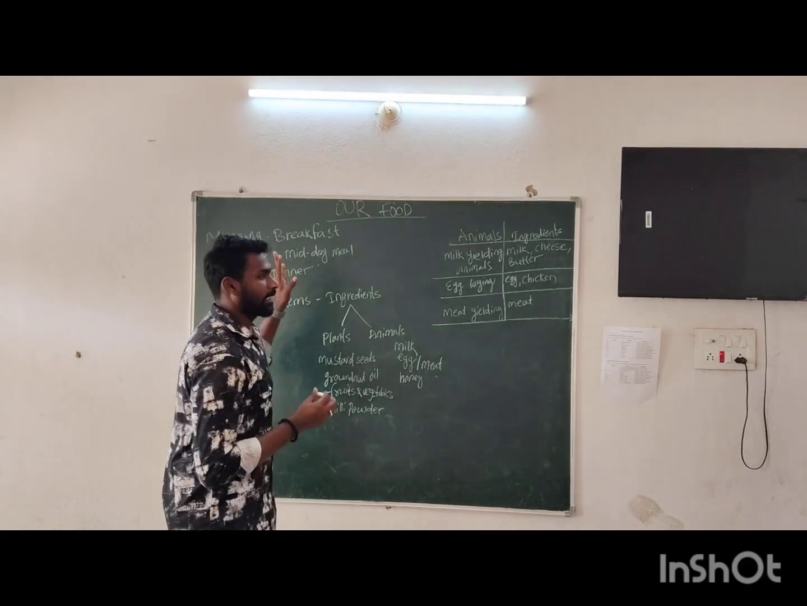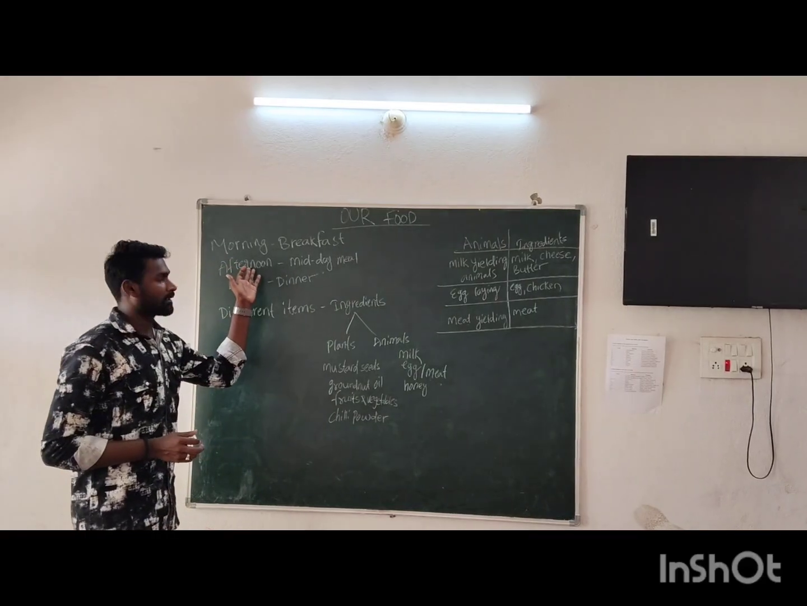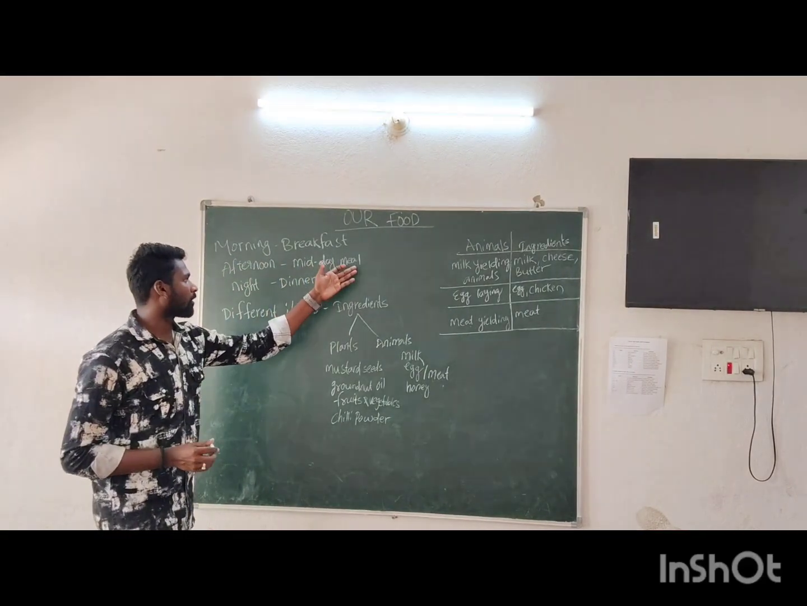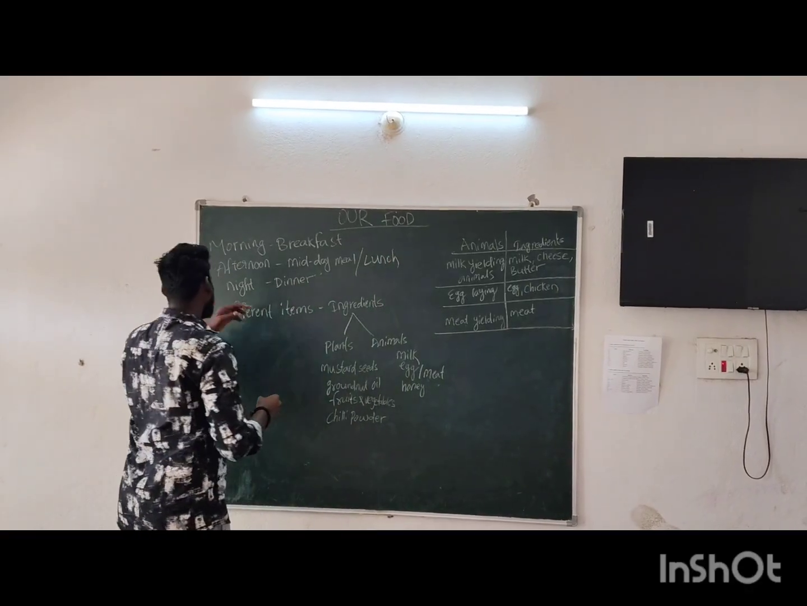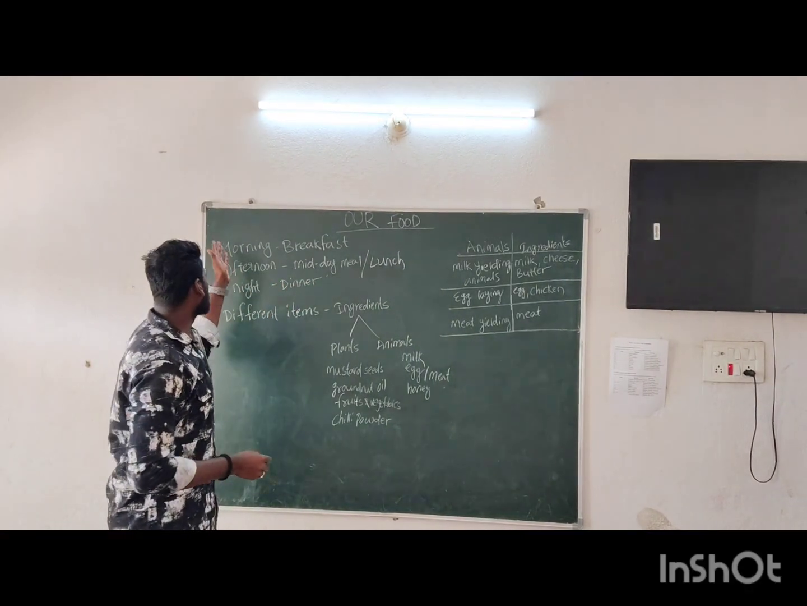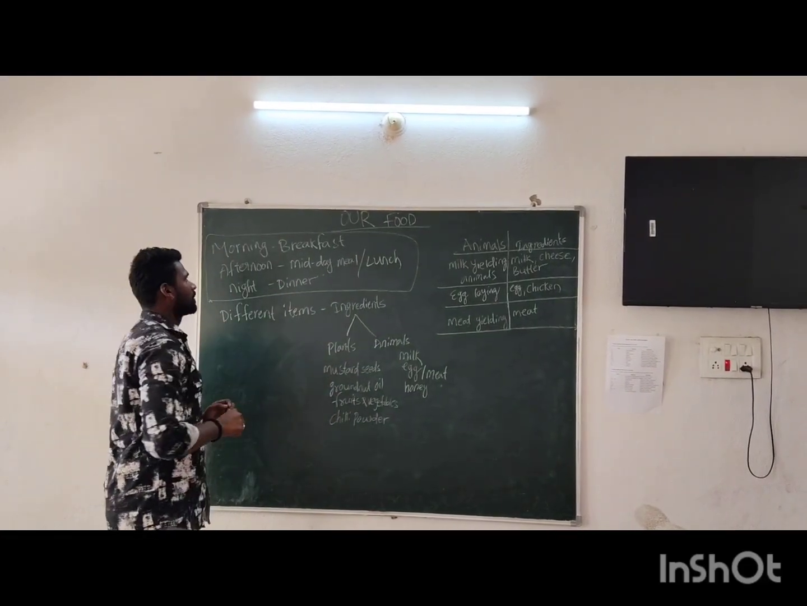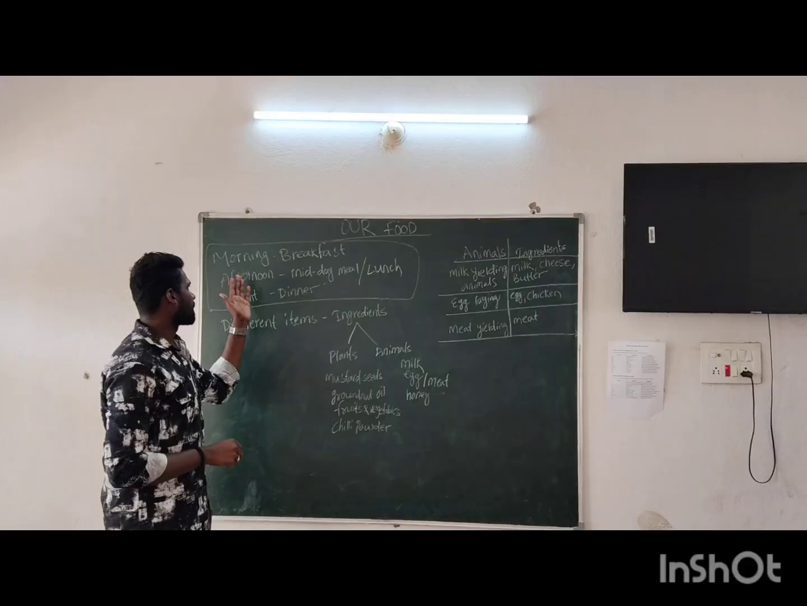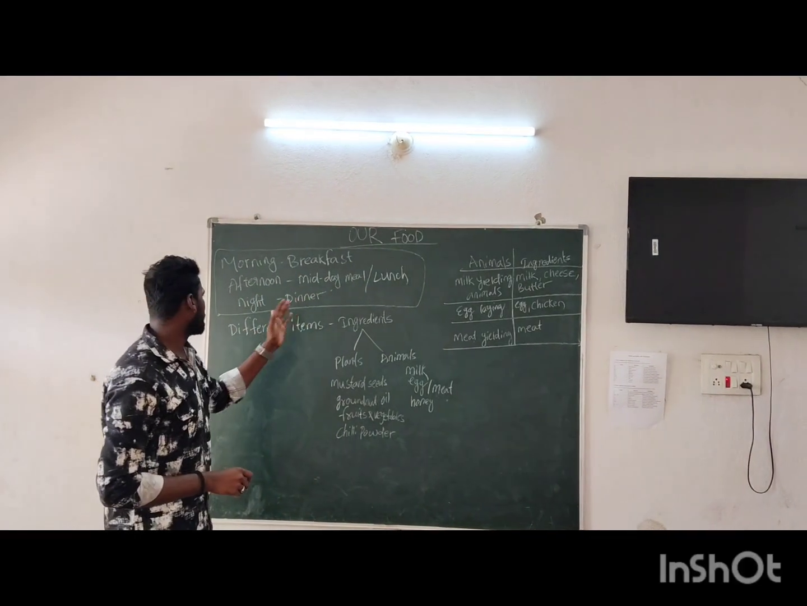So food we are taking in the morning as breakfast, in the afternoon as a midday meal, or we can say lunch, and at night we are taking it as dinner. Morning we are taking breakfast, afternoon we are taking midday meals or lunch, at night we are taking dinner.